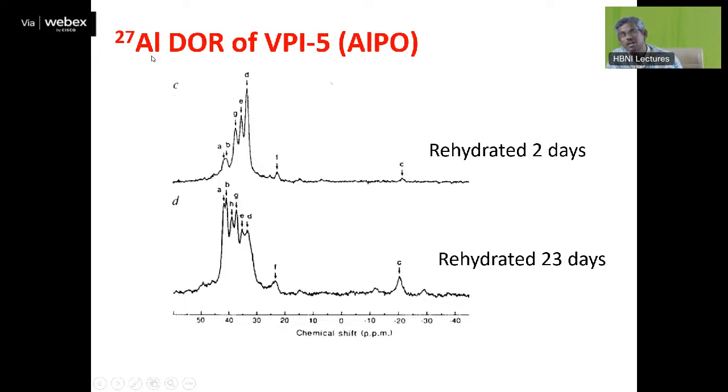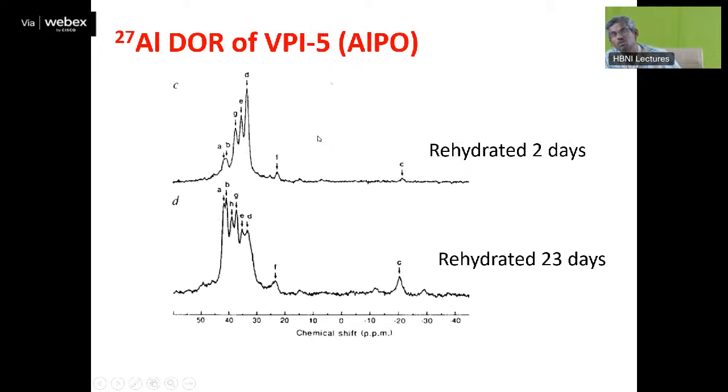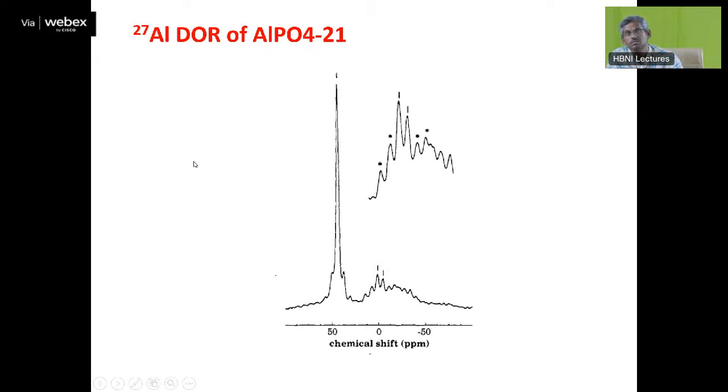These are all obtained by aluminium double rotation NMR, not double resonance, double rotation NMR. You use two rotors, get this information. By a single rotor, you will get a broad peak like this. So you can get chemical information, or the local environment around aluminium can be monitored, and we can get rid of the second order quadrupolar interaction to get sharp lines from the aluminium species by doing DOR.